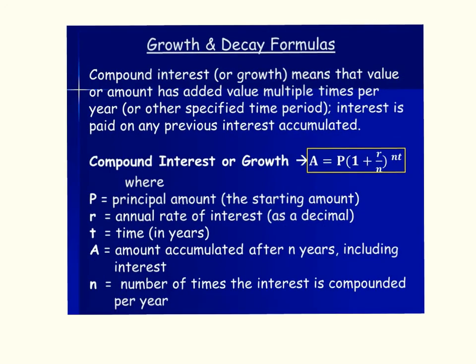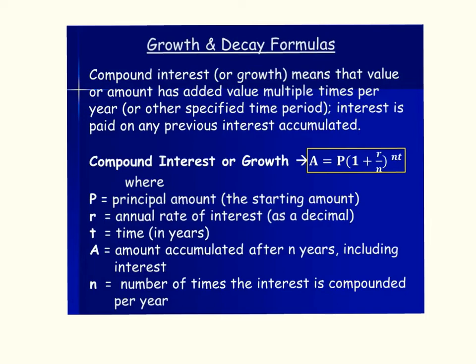We will also see compound interest or growth. That means that the value or amount added has been added multiple times throughout the year. Interest is paid on any previous interest accumulated. So the compound interest formula is A is equal to P times 1 plus r divided by n raised to the nt power.